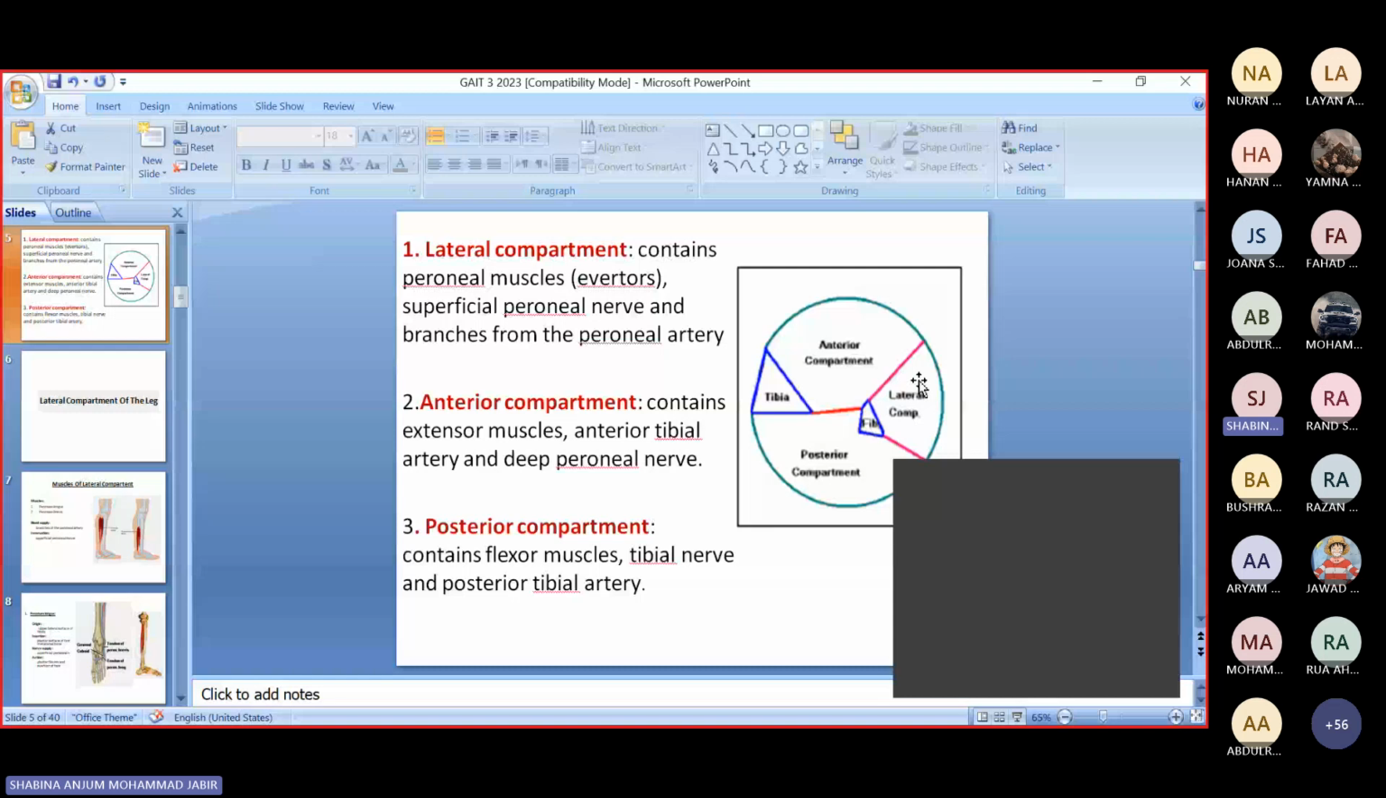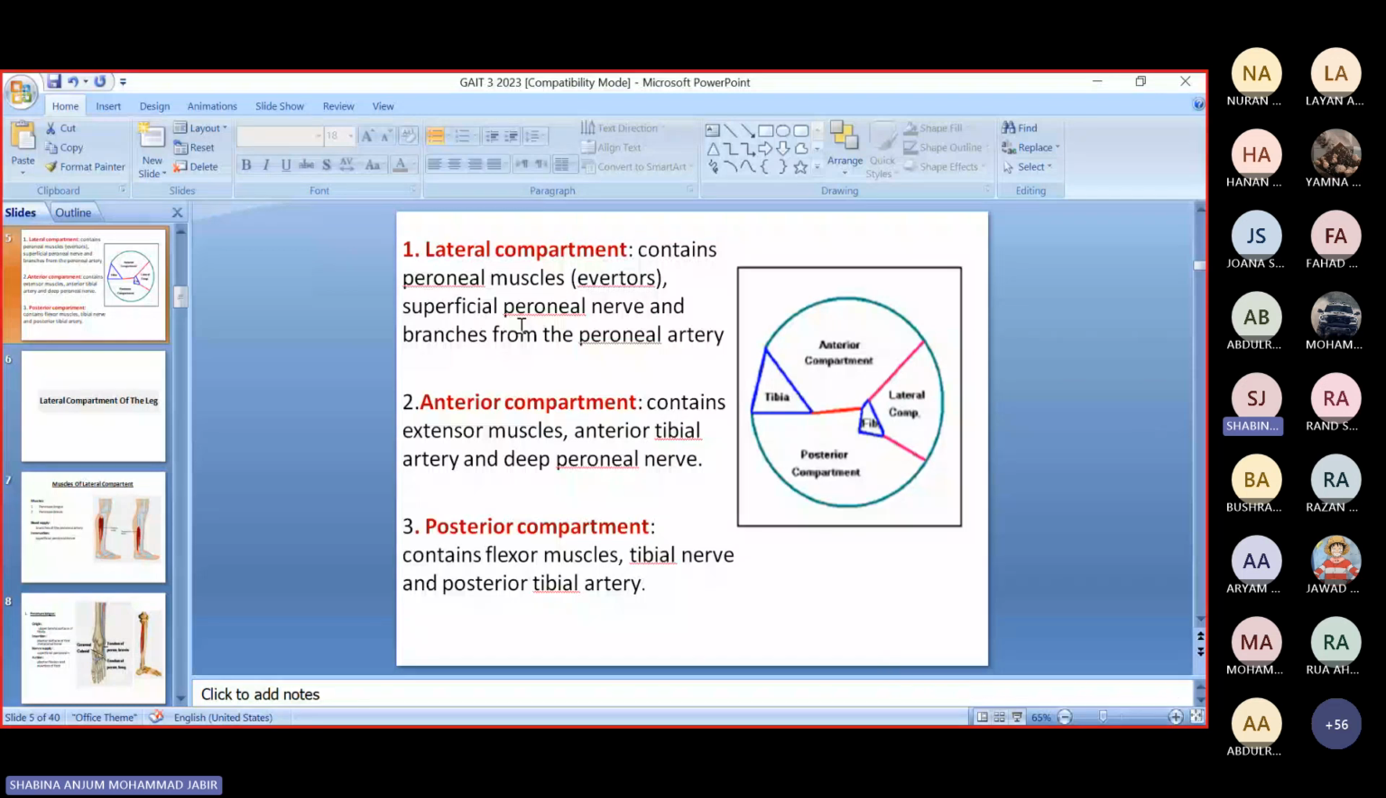In the anterior compartment, the group muscles are known as extensor muscles. The nerve is known as deep peroneal nerve, and the artery is anterior tibial artery. Posterior compartment, so we know the posterior compartment is responsible for flexion, so it is called as flexor group.